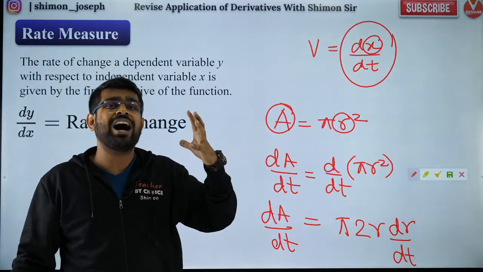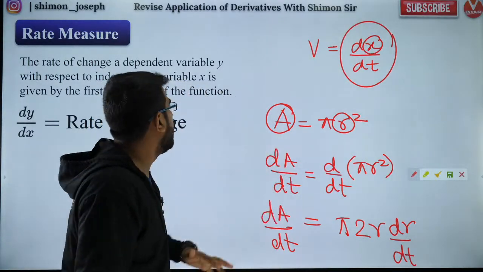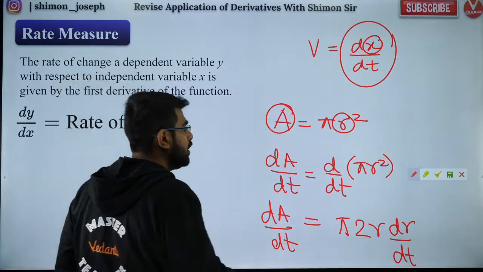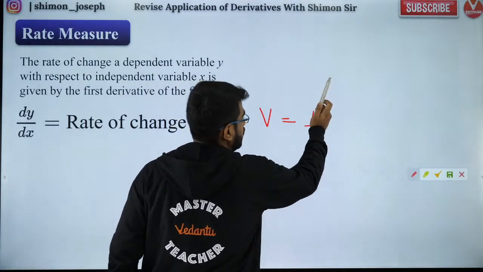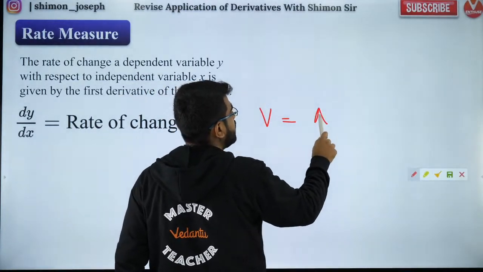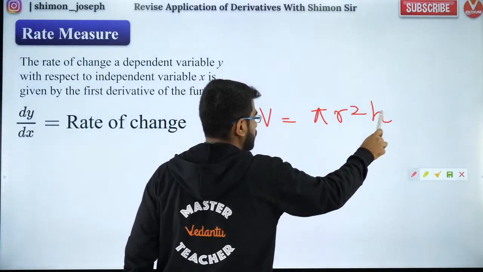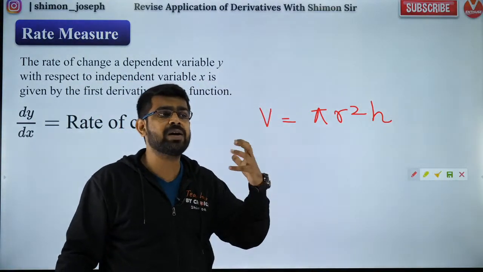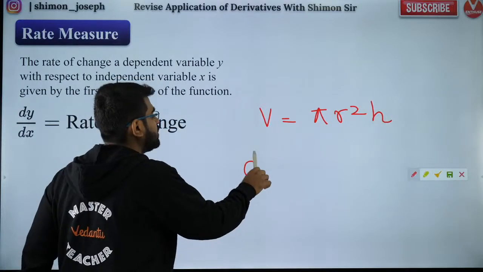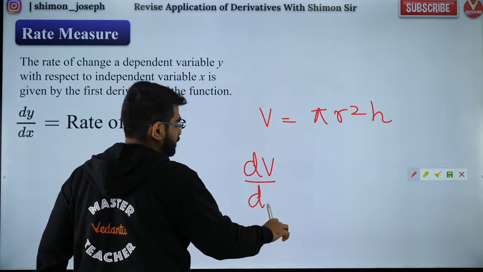But what if I have two variables? Let us say volume of a cylinder. Volume of a cone is 1 by 3, but volume of cylinder is pi r square h. So let us say I gave you volume of cylinder and I'm asking you what is the rate of change of volume with respect to time.